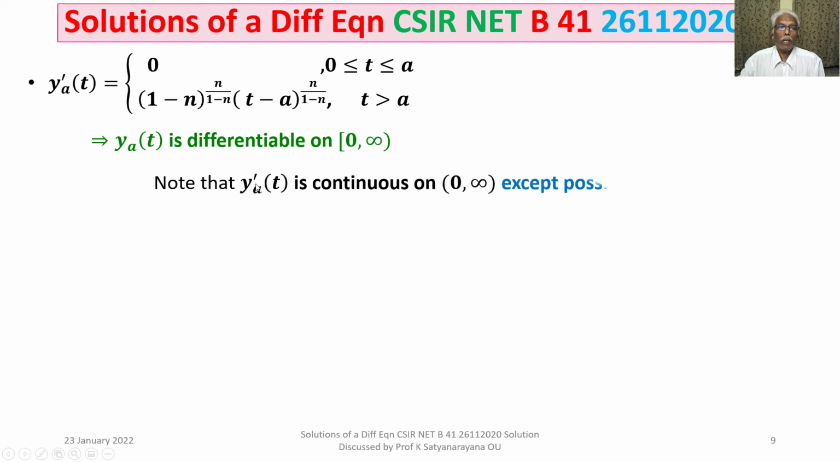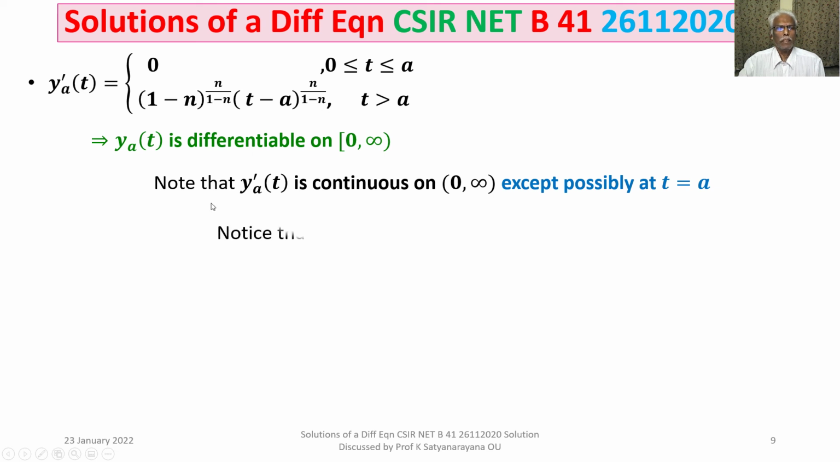Note that y_a'(t) is continuous on 0 to infinity. Why? Because 1/(1-n) is greater than 1, so (t-a) to the power of n/(1-n) gives a continuous curve when t is greater than a. And when t lies between 0 and a, including 0 and a, it is 0. So, if at all there is a discontinuity, it will be at t equal to a.